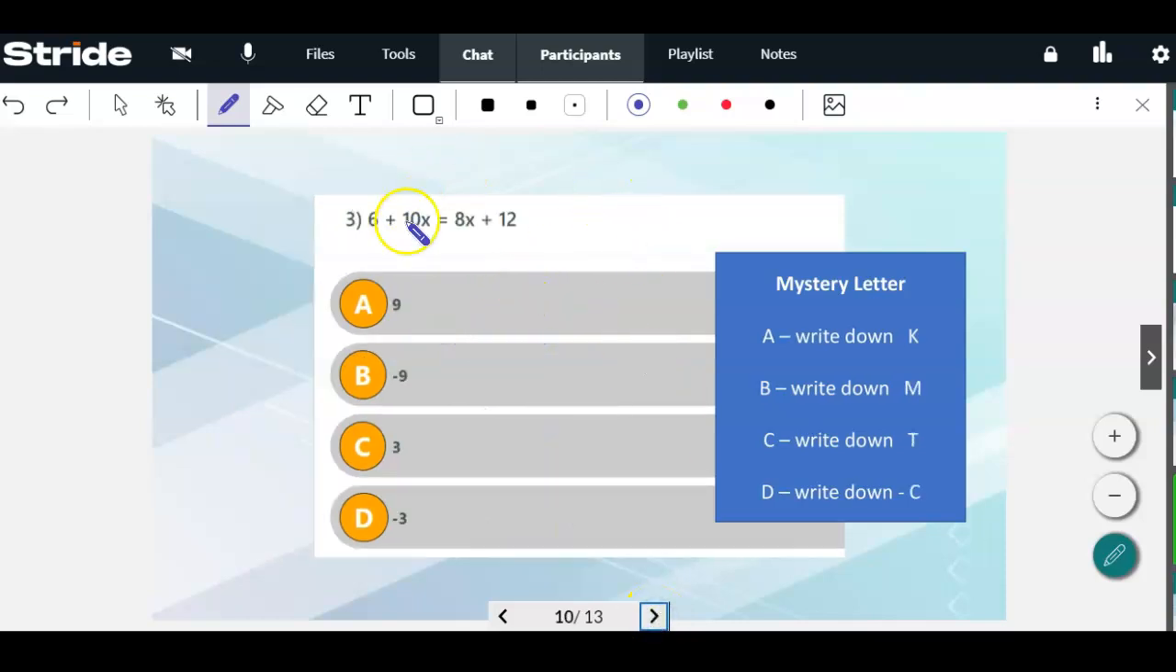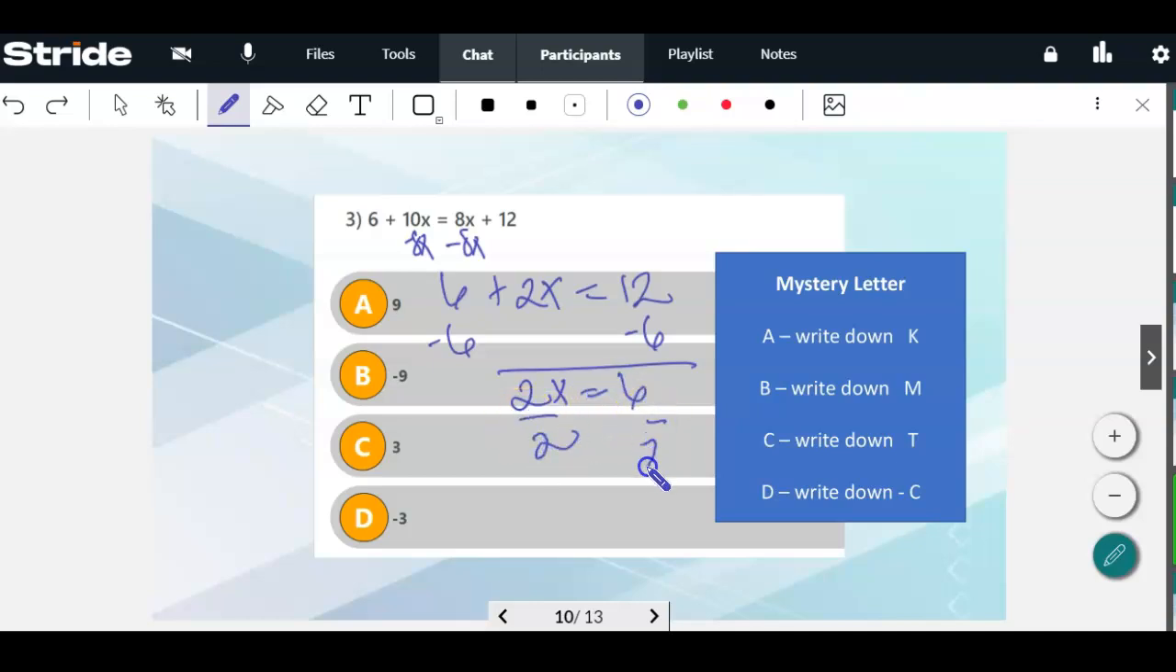All right, we're going to combine like terms here, subtract 8x from both sides. Then we're left with 6 plus 2x on the left and then 12 on the right. Subtract the 6 from both sides. I get 2x is equal to 6, divided by 2. X is 3. So that's C.